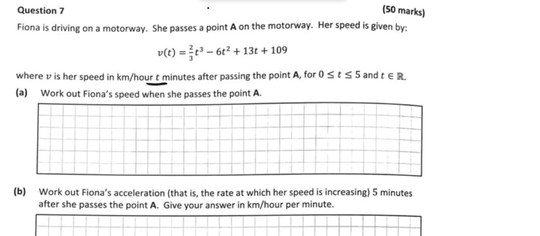The first part asks for her speed when she passes the point A. When she passes the point A, that's 0 minutes after she passes point A. So you have to put in a 0 here for the first part. So v of 0 equals 2 over 3. You can see what's going to happen here.